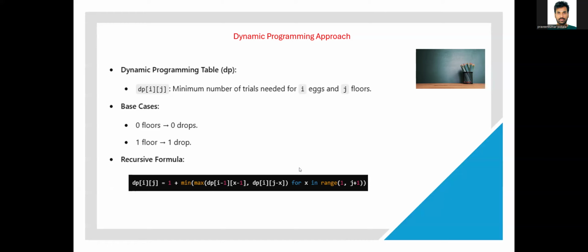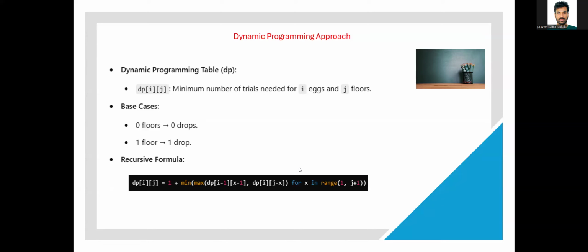So the recursive formula we use is this: dp[i][j] = 1 + min of max(dp[i-1][x-1], dp[i][j-x]) for x in range of this. But what does this formula actually mean? It's basically about this minimum, right? We want to find the floor x that minimizes the number of trials in the worst case. Therefore, we take the minimum value over all possible floors. So that's why this minimum.